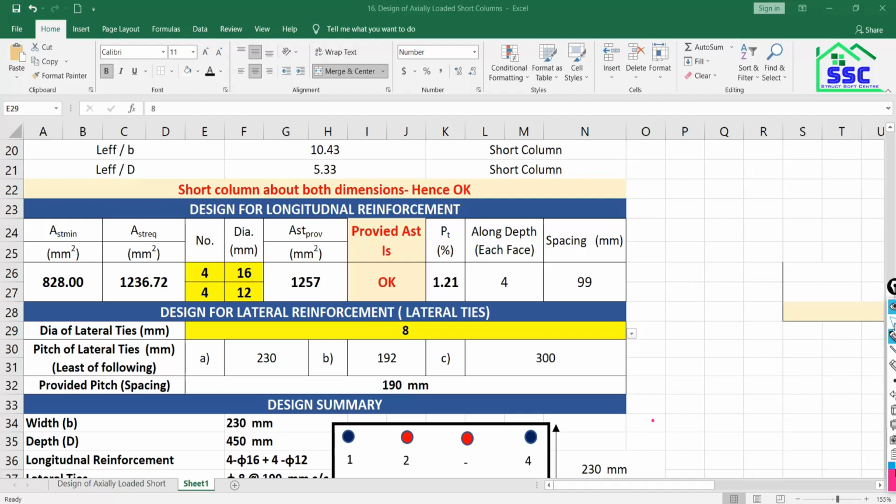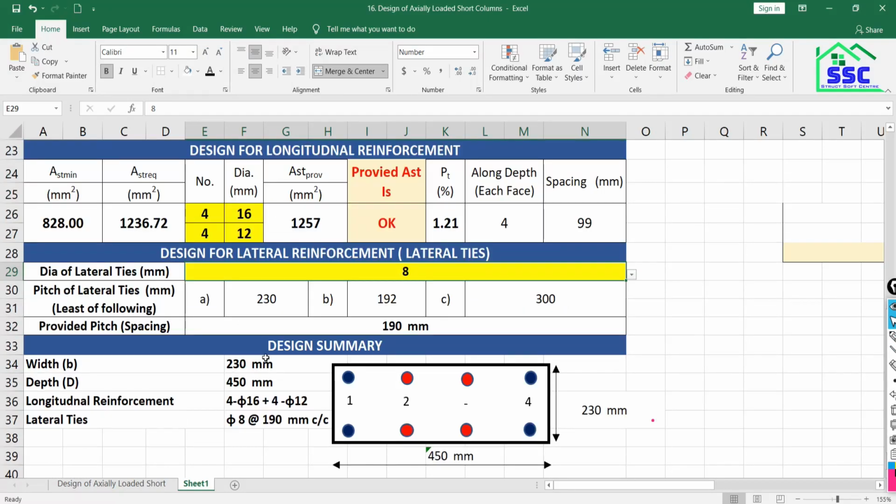Next is the design summary. The sheet will also give you the final design summary. Width of the column is 230, depth of the column is 450, longitudinal reinforcement is 4 bars of 16 mm dia plus 4 bars of 12 mm dia. In combination we are going to provide the reinforcement: outer is 16 and inner is 12. Total number of bars 1, 2, 3 and 4 in one line, second line, third line and fourth line. Along one line, 4 bars are there.